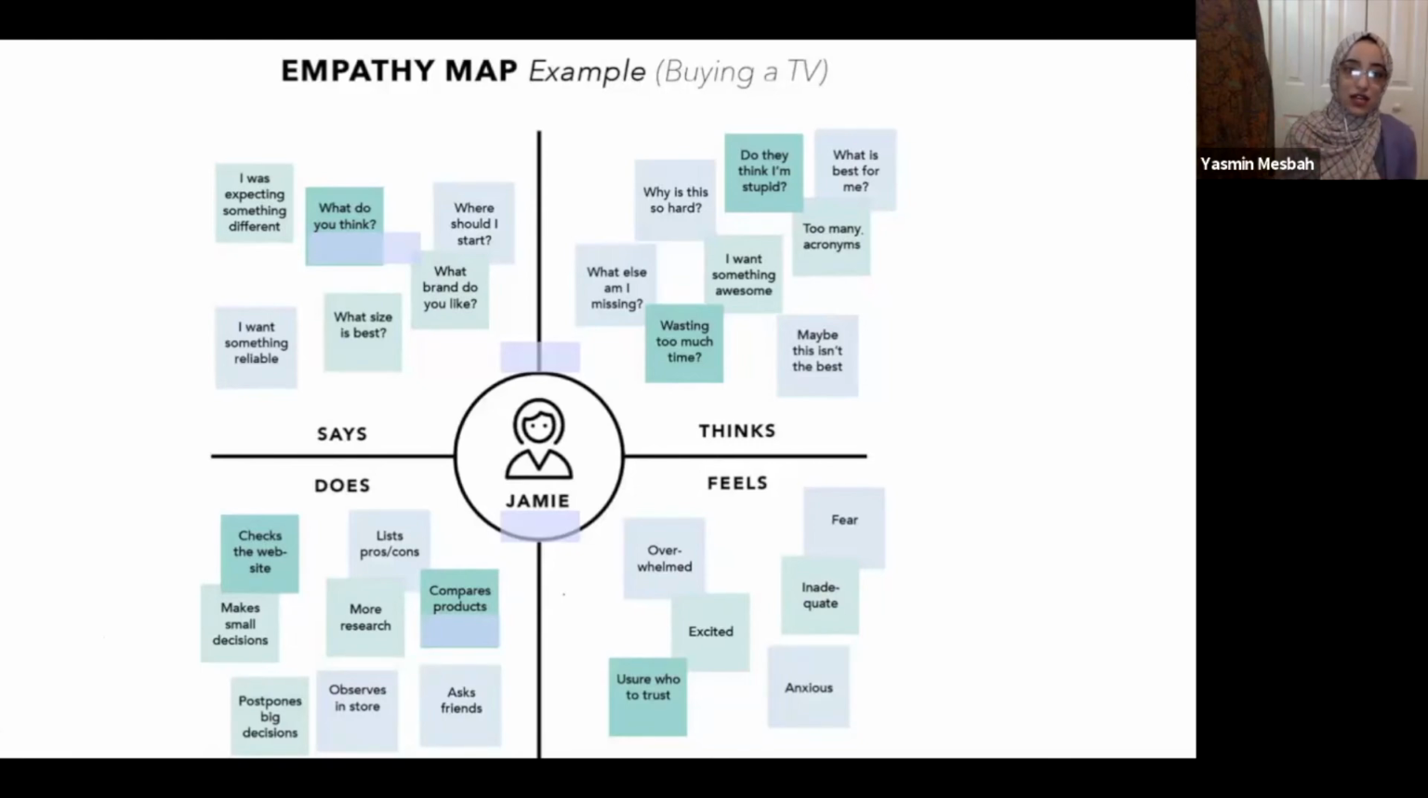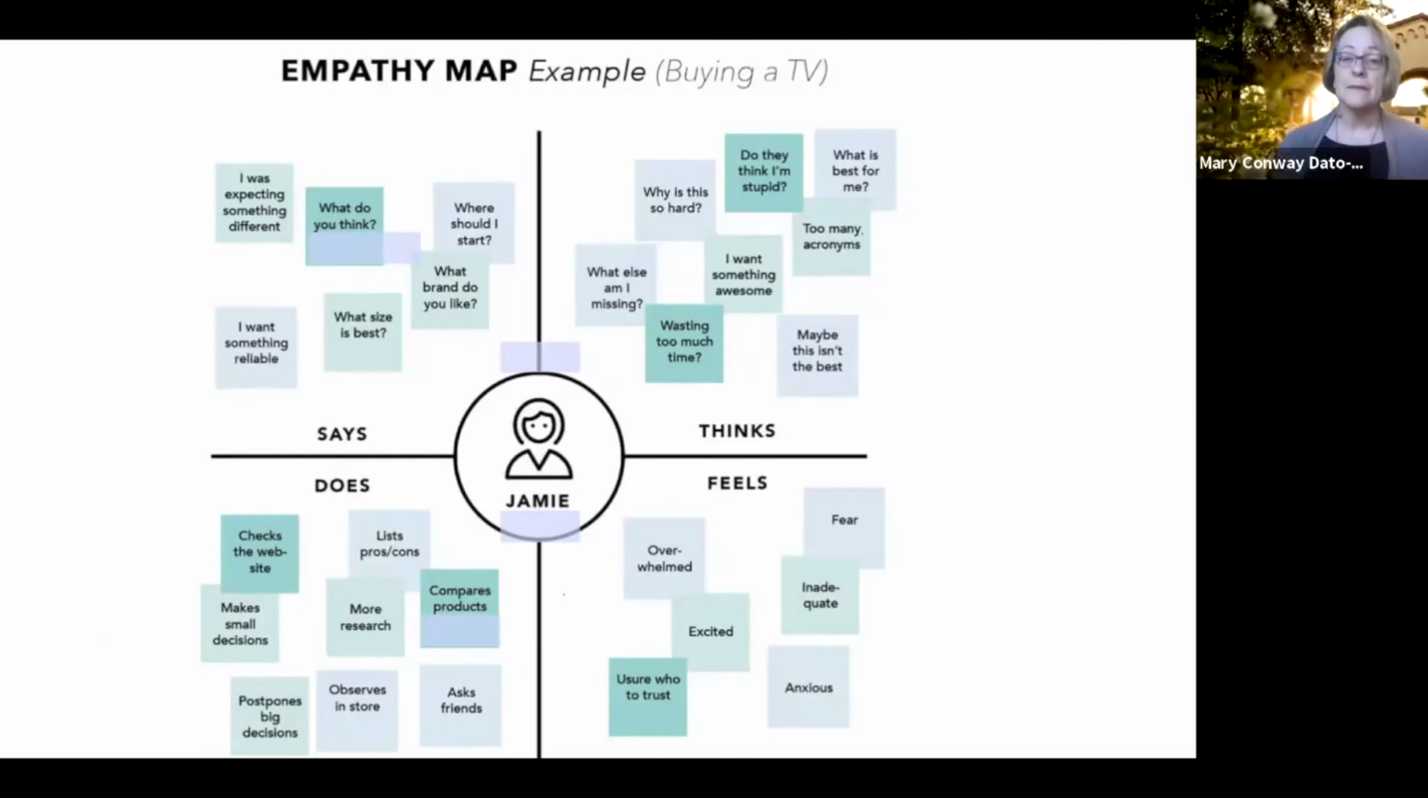And it sounded like, based on her answers, based on this empathy map, what would you say, in your opinion, is the problem that we're trying to address here? What is Jamie's biggest pain in trying to buy a new TV?